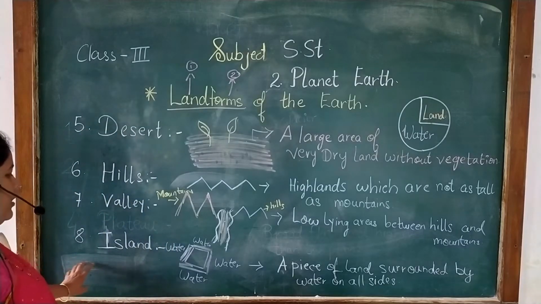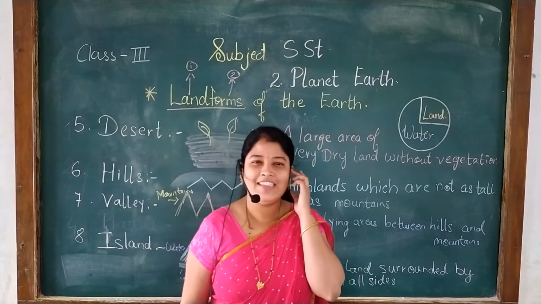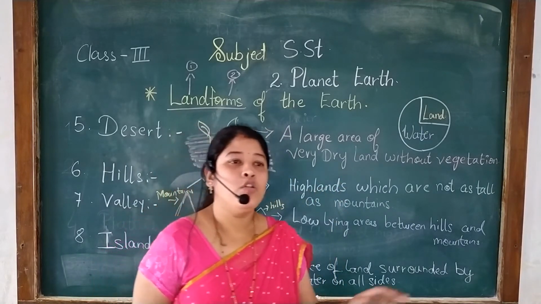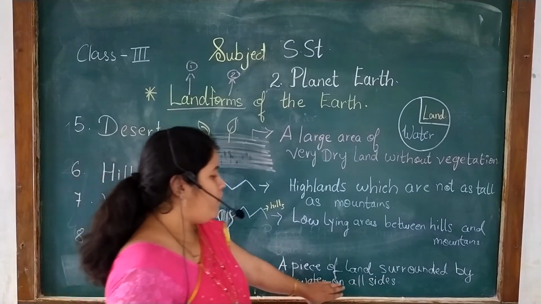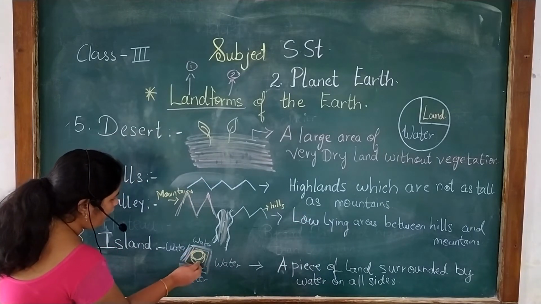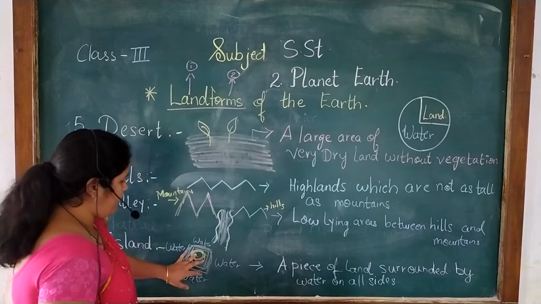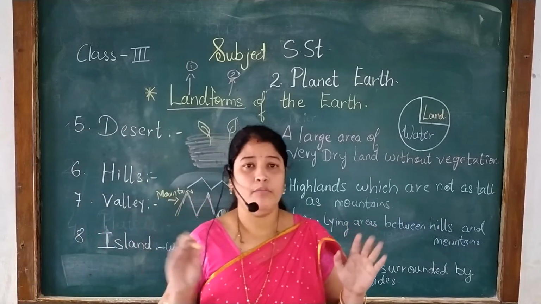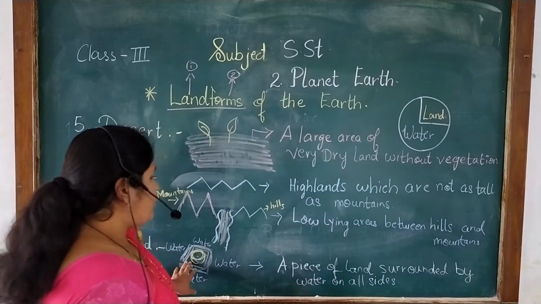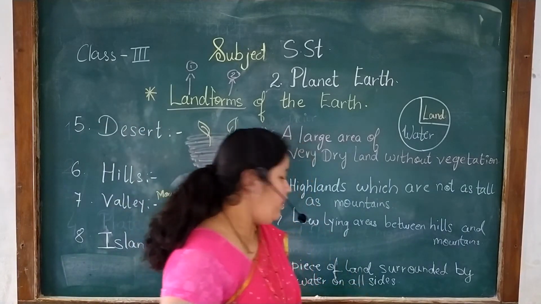Now last point, that is the island. In many movies we are seeing islands. So what is an island? A piece of land surrounded by water on all sides. Suppose this is a land, and on all sides water is there, and in between only land is there. Many people build their houses on islands and go for holidays. So a piece of land surrounded by water on all sides is called island.